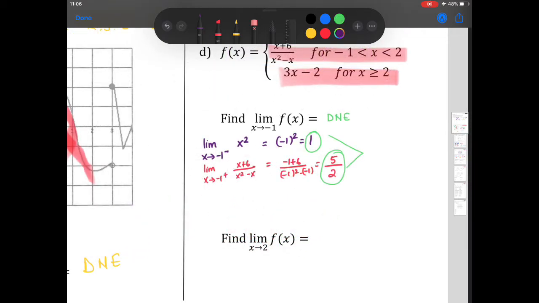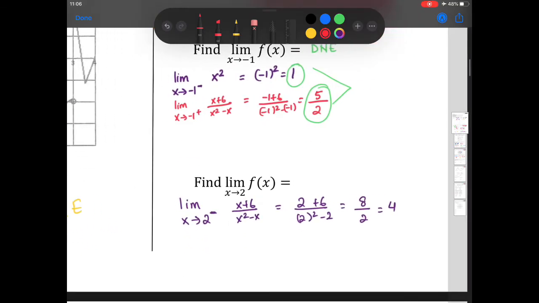Pause the video and try the second part. So anyways, let's do this. We're going to be using the second and the third function here. Limit as x approaches 2, because our 2 is over here in the second and third function. So I'm going to check whether the left and the right limit are the same. For the left, I'll use the first equation, (x plus 6) over (x² minus x), which is 2 plus 6 over 2² minus 2. So it's 8 over 2, which is 4.